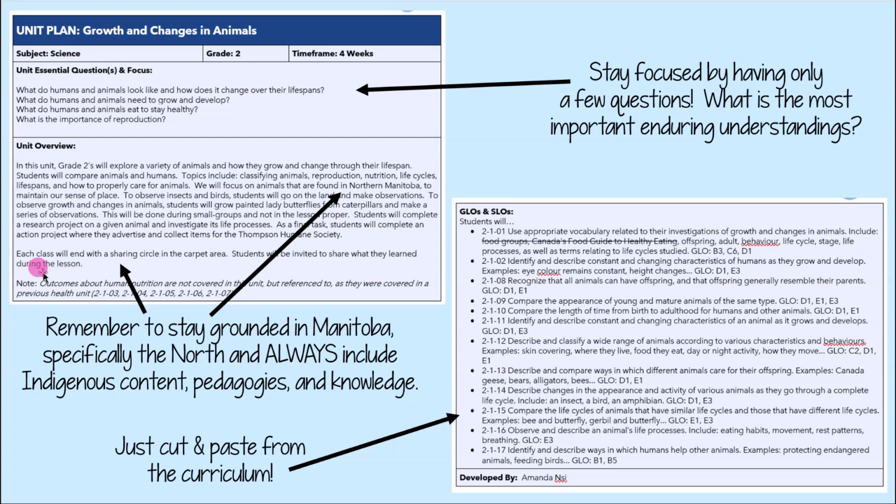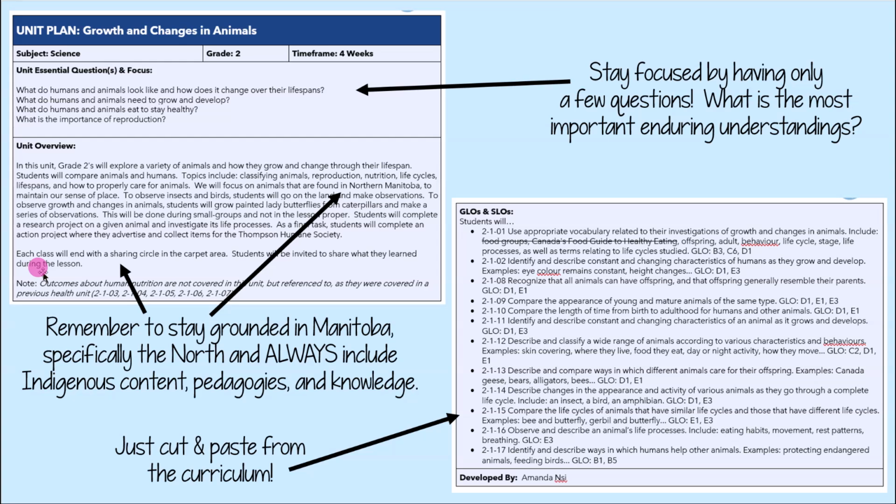To observe insects and birds, students will go on the land and make observations. To observe growth and changes in animals, students will grow painted lady butterflies from caterpillars and make a series of observations. This will be done during small groups and not in the lesson proper. Students will complete a research project on a given animal and investigate its life processes. As a final task, students will complete an action project where they advertise and collect items for the Thompson Humane Society. Each class will end with a sharing circle in the carpet area. Students will be invited to share what they learned during the lesson.